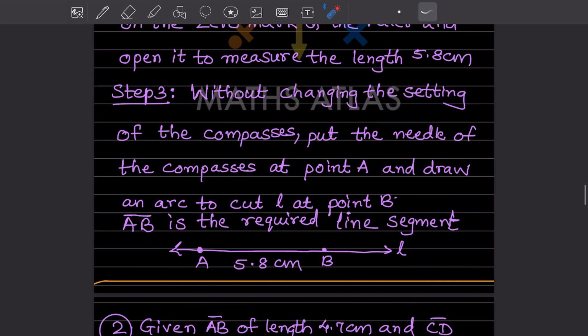Put the one needle of the compass at point A and draw an arc. So can you see here? One point you will put here, the other this one, and you will draw an arc. This is called an arc, to cut length at point B. So this is going to cut, this will be 5.8.